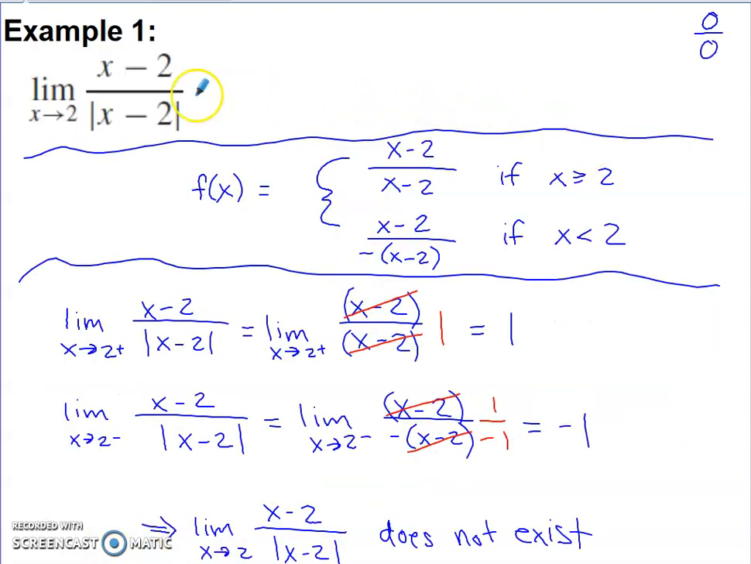So the first one here, we've got a limit as x approaches 2, and we've got this fraction that we're trying to find the limit of. First thing you should always try to do when you're evaluating a limit is put what x is approaching in place of the x's and look for a signal. And when you do that here, you end up with 0 over 0, which is definitely an indeterminate form.